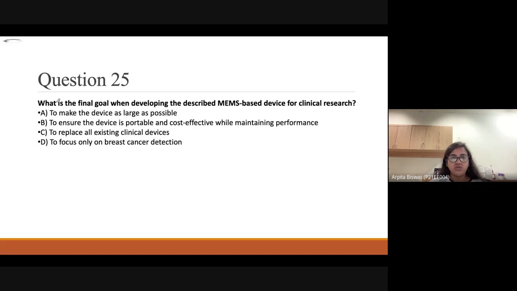What is the final goal when developing a diagnostic device for clinical research? The first option is to make the device as large as possible. Second is to ensure that the device is portable and cost effective while maintaining the performance. And third option is to replace all existing clinical devices. And the fourth option is to focus only on breast cancer detection. So which one is the right answer? Try to find out the right answer.